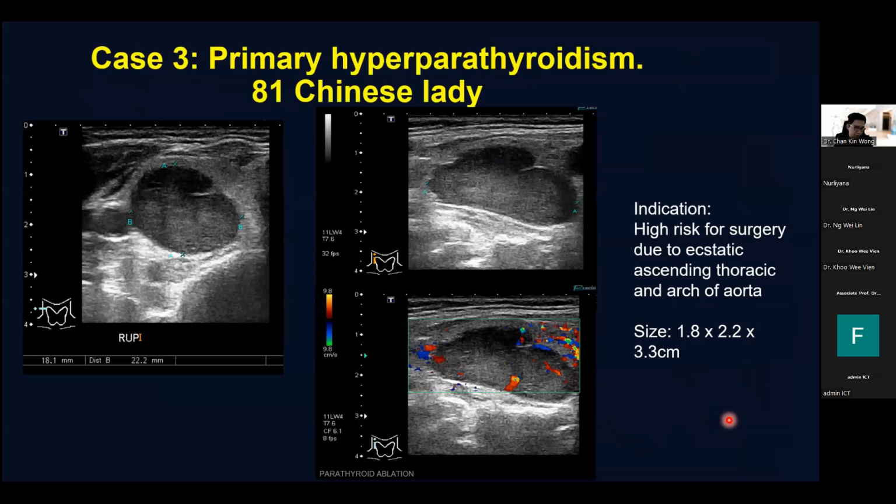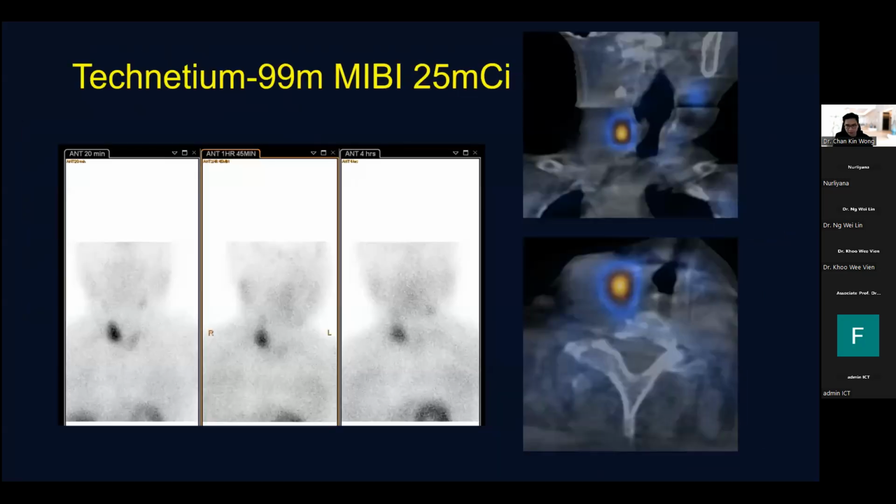Okay. Case 3 is a primary hyperparathyroid patient. Initially planned for surgery, but high risk due to ectatic ascending thoracic and arch. Okay, and the size wise is about 1.8, 2.2, 3.3. And for this patient, we actually did the technetium study as well for her. So basically, this is just to make sure that it is just coming from this right parathyroid adenoma, and there's no ectopic adenoma seen anywhere else.